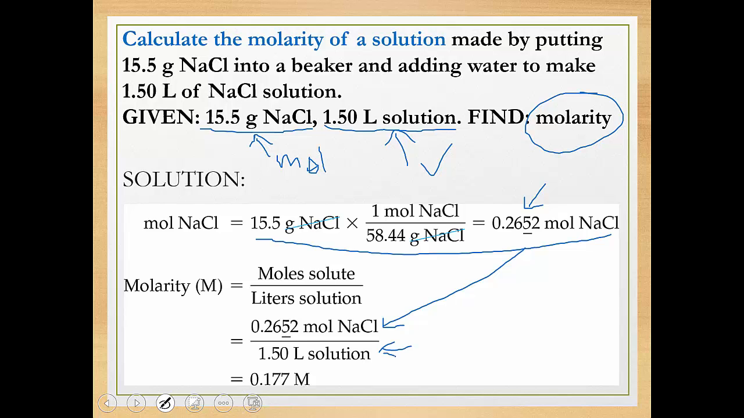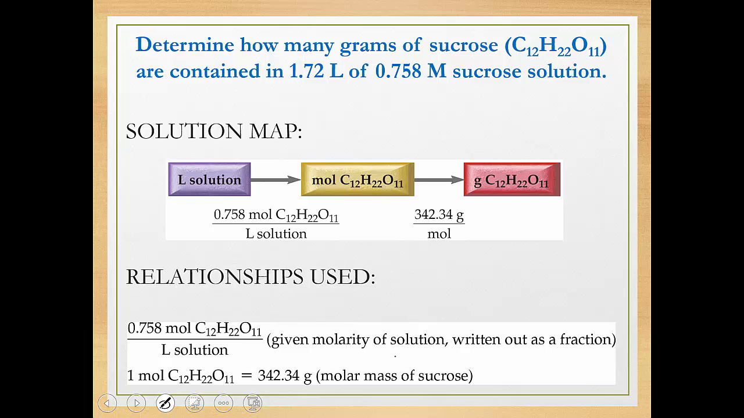Here's the liters of solution that we were given, and we discover that we have a 0.177 molar solution. So now when you go in the lab and you pick up bottles that are labeled as 3M acid, that is a 3 molar acid solution. It's telling you there are 3 moles of that acid for every liter of solution. So it can start to tie in to the masses that you have.